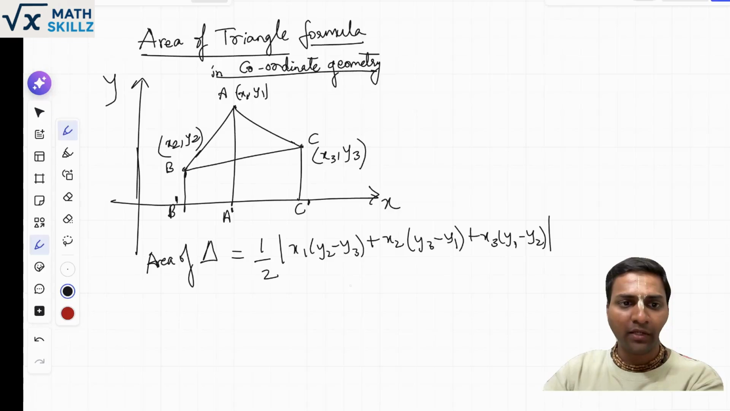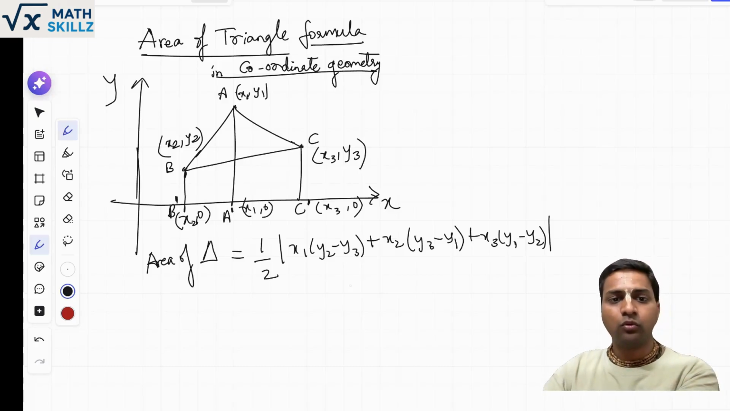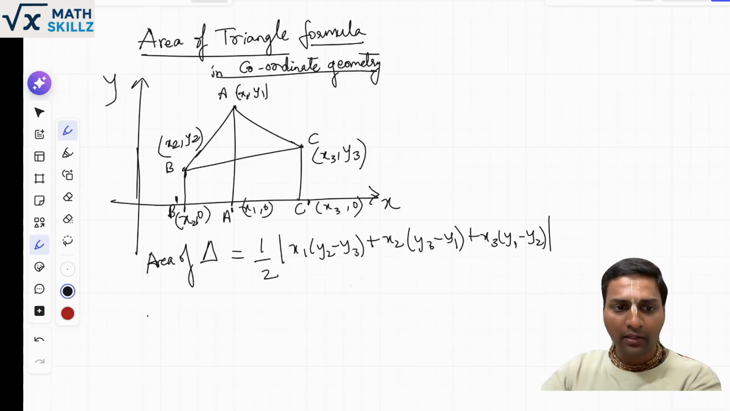Now the coordinates of B dash will be: the x coordinate is the same, but y is 0. So x2, 0 is the coordinate. Similarly, the coordinates of A dash will be x1, 0, and the coordinates of C dash will be x3, 0. So now we can find the area of the triangle ABC.